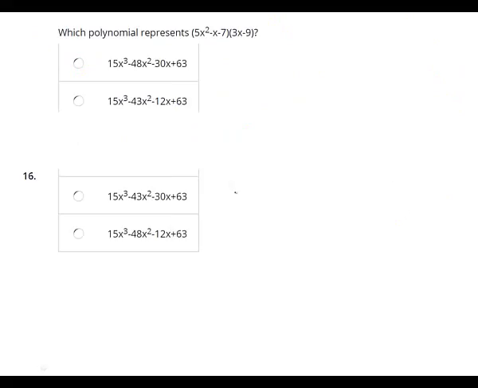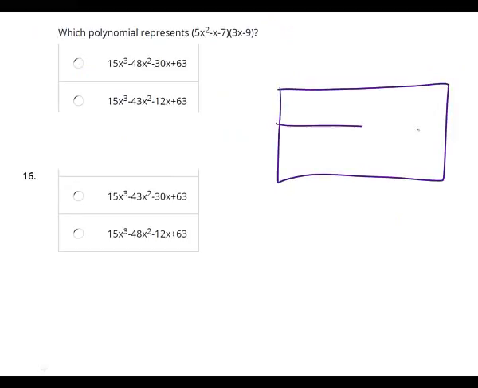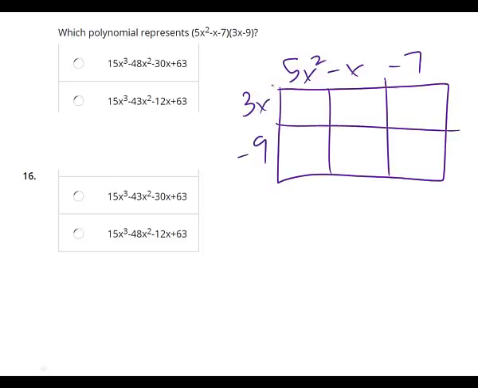All right. What are we going to have to do to multiply this one out? What was the technique I showed you? Yeah, get out the box. Okay. All right, so we've got 5x squared minus x minus 7 across the top and 3x minus 9 on the side. Again, it just helps us keep our work organized. If you like the rainbow method, use the rainbow distributive method, whatever.